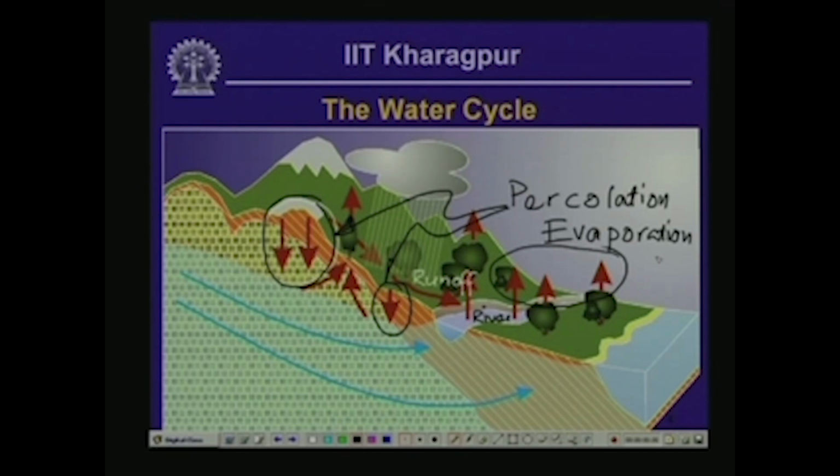Now the water cycle is associated with the groundwater that is available for human use.